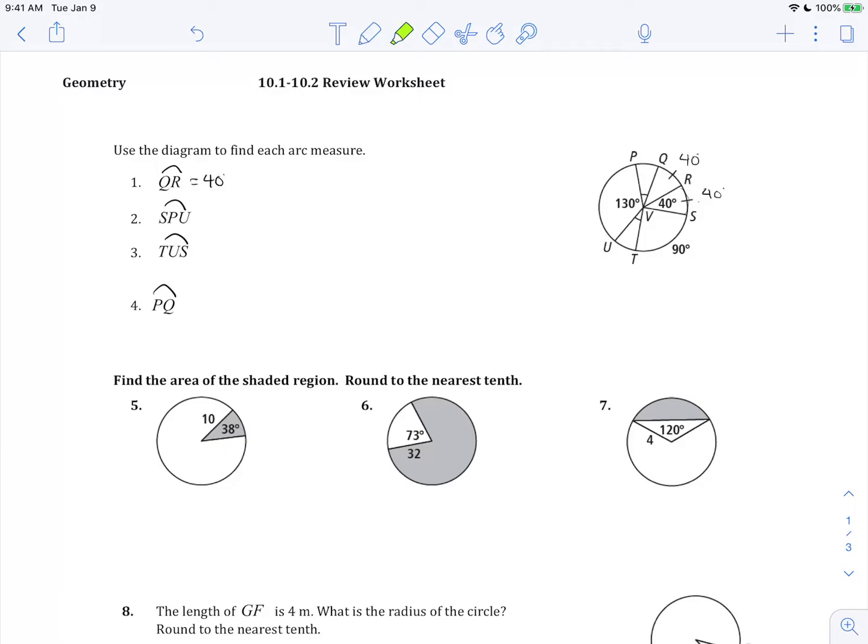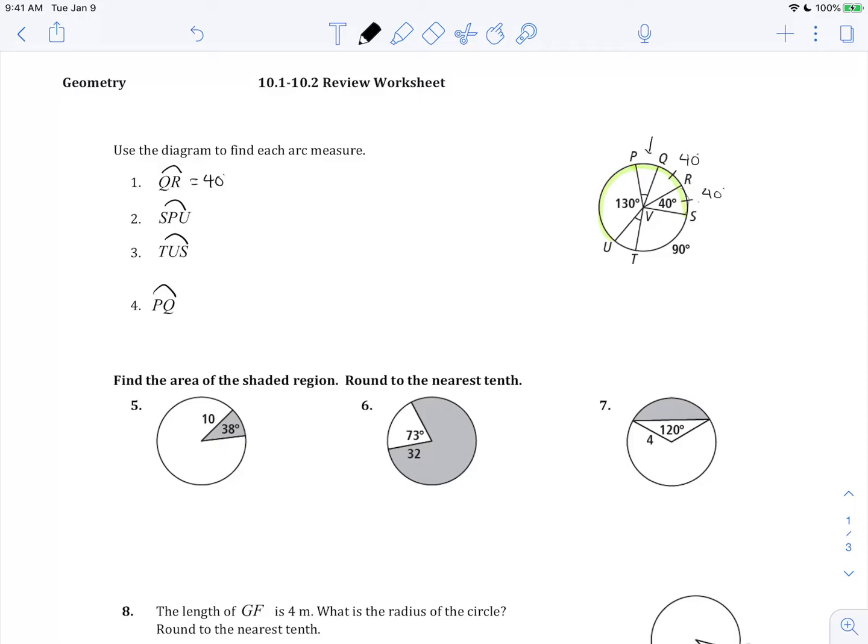Find the measure of arc SPU. So S to P to U, right? This whole arc here. So we're going to have to add up some numbers. So we know 40, 40, right? So I want to find this one right there. Well, I know this is 90, so I could add these up. I need to figure out what's left over for this angle here, right?